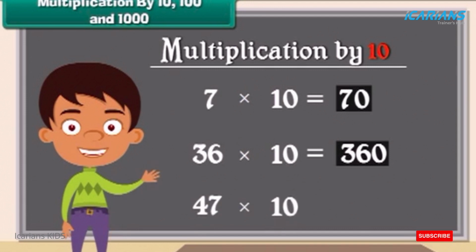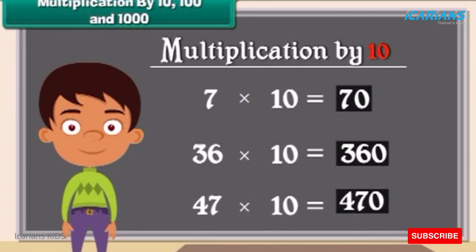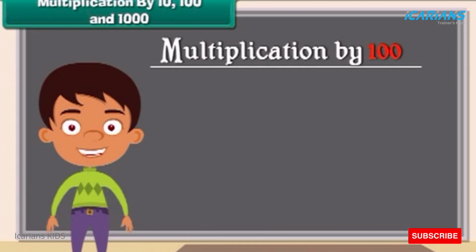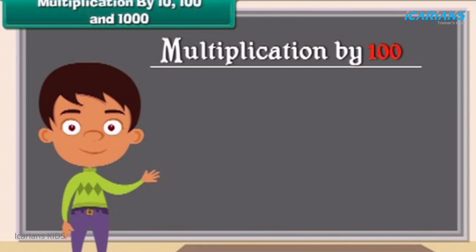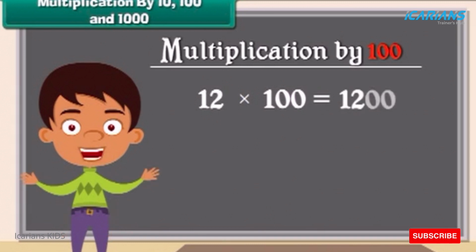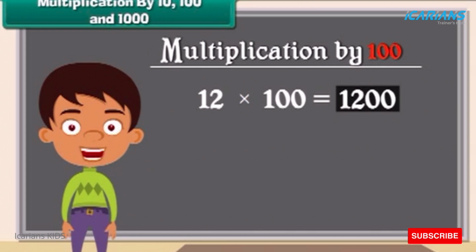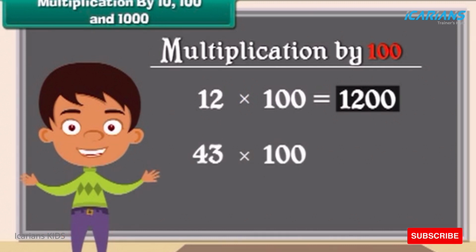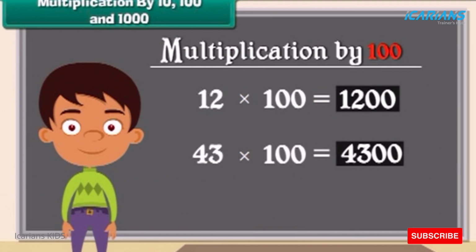47 multiplied by 10 is 470. When we multiply a number by 100, we add the 2 zeros in the 100 to the right of the number to get the result. Let us multiply 12 by 100. Add 2 zeros to the right of 12 to get the result as 1200. By the same logic, 43 multiplied by 100 is 4300.